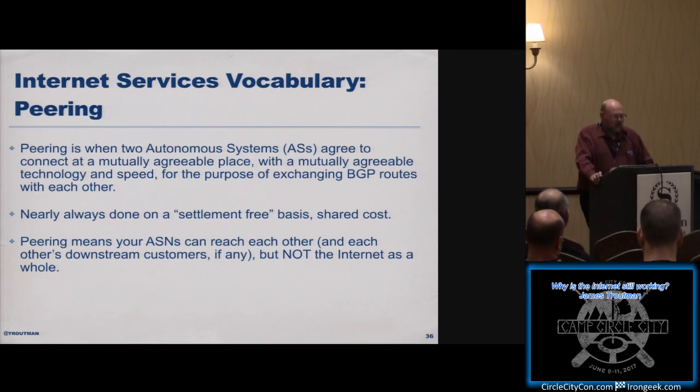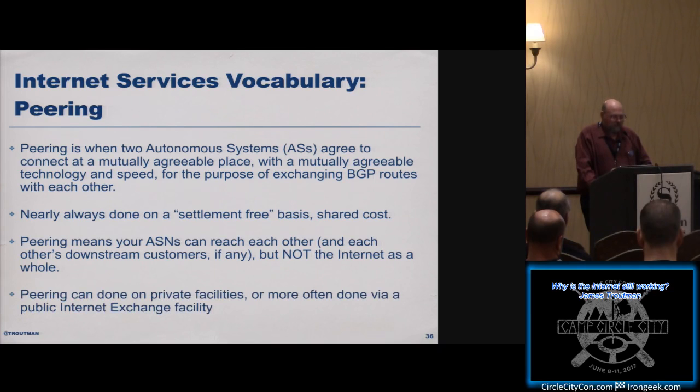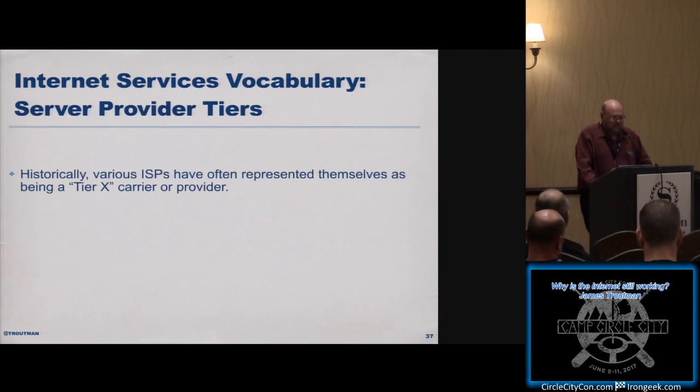If you peer with somebody else's network, it means you're able to reach them and they can reach you without going out to the regular internet, but you don't have access to the internet as a whole. So you're just agreeing that we're going to interconnect and I'm going to get your routes, you're going to get my routes, and we're going to exchange traffic. And there's lots and lots of entities that do this all over the place. It can be done in private facilities, telecom hotels, data centers, and so forth. Very often done at a public internet exchange facility.